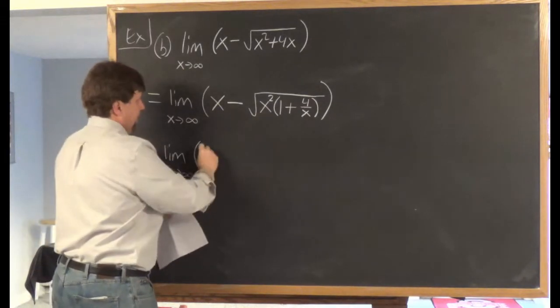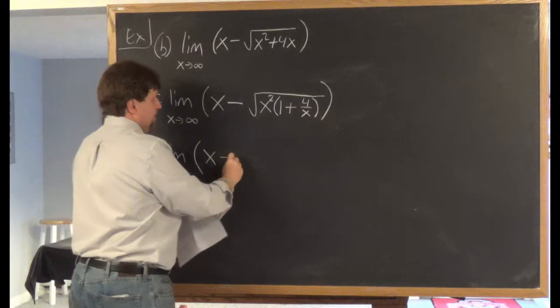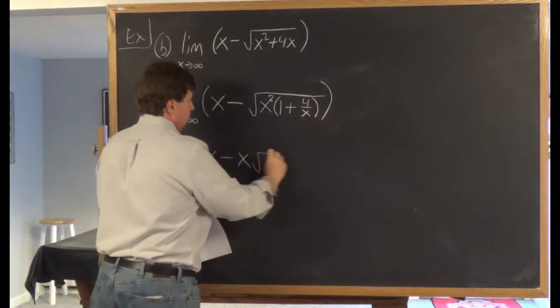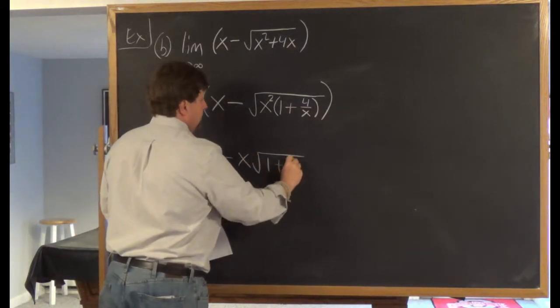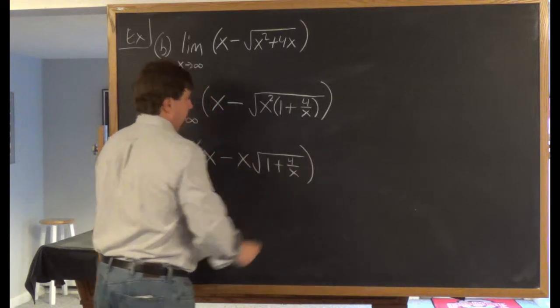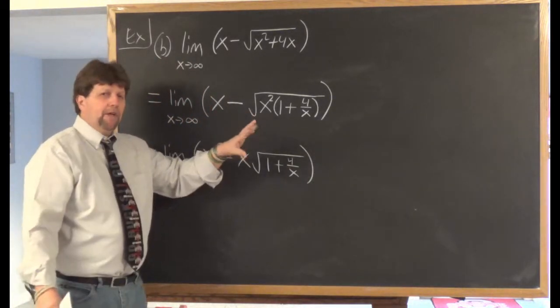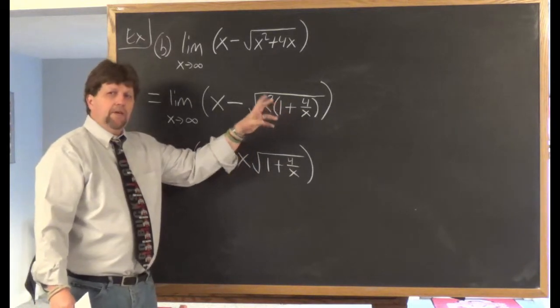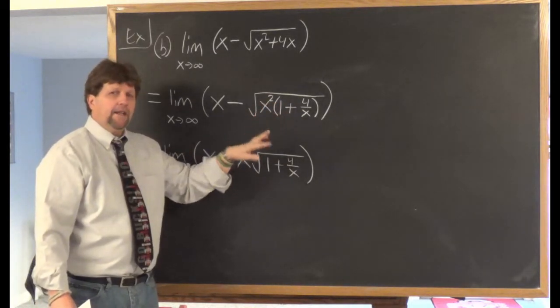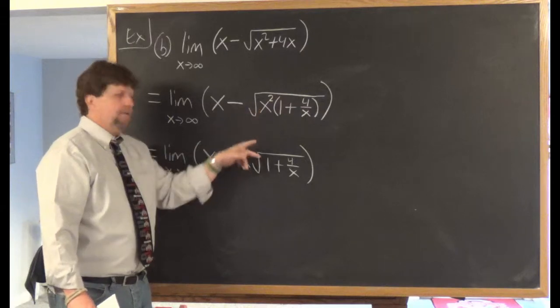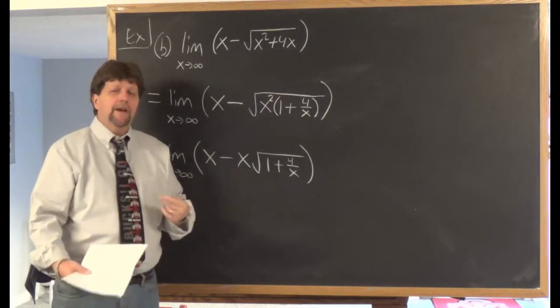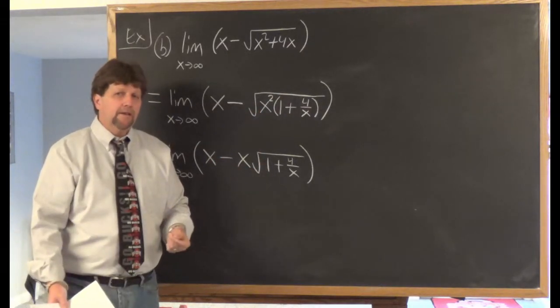I can now rewrite this as x minus x square root 1 plus 4 over x. Okay, I know what you're thinking. Hey, Bill used that property, the square root of a times b, you can rewrite it as the square root of a times square root of b. But square root of x squared, I thought square root of x squared was absolute value of x.